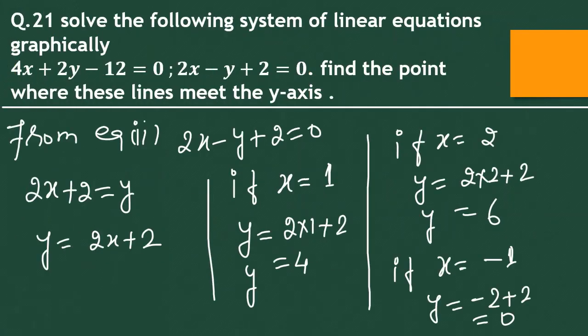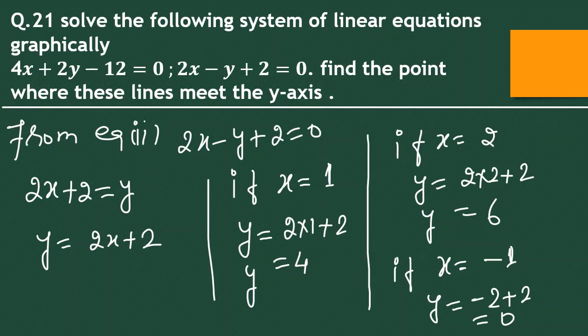Similarly, for the second equation I'm taking the values in this manner. I'm sending that to the other side, so it will be 2x plus 2. So y will be equal to 2x plus 2. If I take x equal to 1, I'll get y equal to 4. I explained this earlier in previous questions in detail, so here I'm writing directly, so it will be some practice for you. If I take x equal to 2, I'll get y equal to 6. If I take x equal to minus 1, then y will be 0.